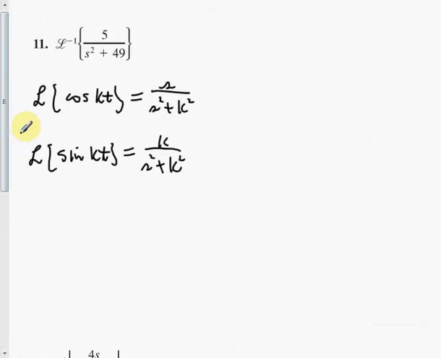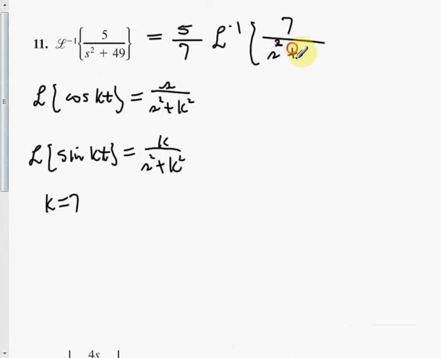So the only problem with the k being up in our numerator is that this k comes from this term here, that k squared. Well, the k here is 7. There is no 7 there, so I put it there and then I divide by it at the same time. So here, k is equal to 7. So we're going to write this. We pull the 5 out. This is divided by 7 times the inverse transform of 7 all over s squared plus 49, or 7 squared.